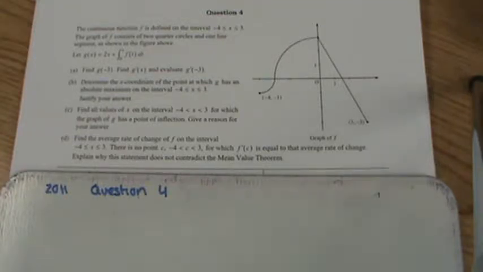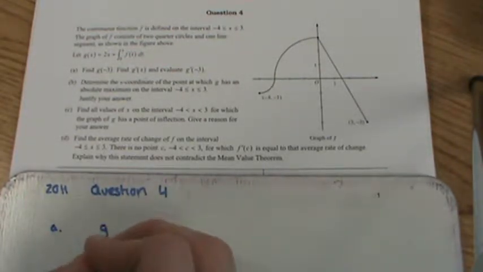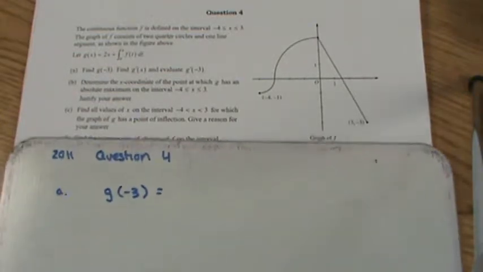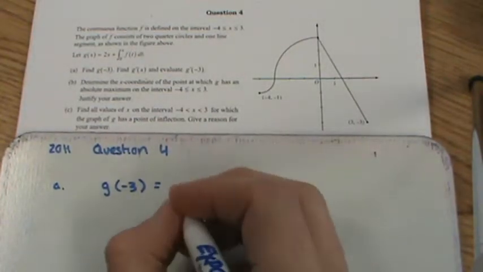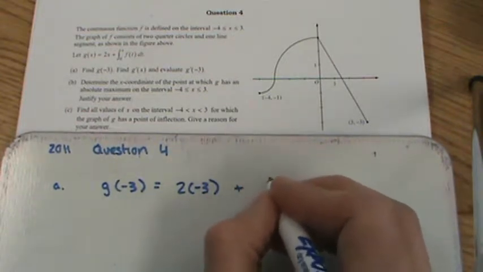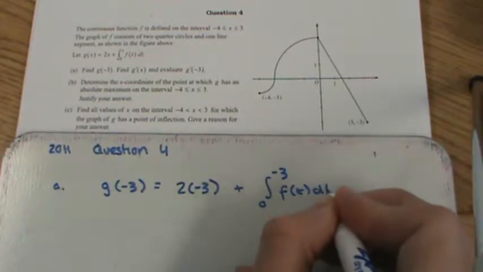And then it says let g of x equal 2x plus the integral from 0 to x of f of t dt. So it says find g of -3 for part A. All right, so g of -3 means we're going to put -3 into our equation up there. So we got 2 times -3 plus the integral from 0 to -3 of f of t dt.